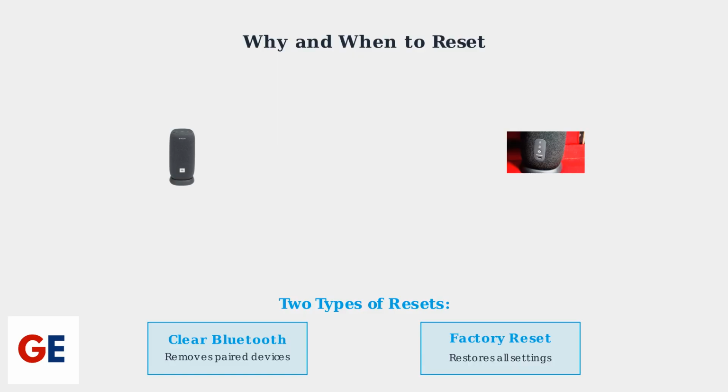This is more comprehensive and should be used when you're experiencing persistent Wi-Fi issues, want to completely start over, or when the simpler Bluetooth reset doesn't solve your problems. Understanding when and why to reset your JBL Link Portable can save you time and frustration. In the next section, we'll walk through the exact steps to perform both types of resets safely and effectively.